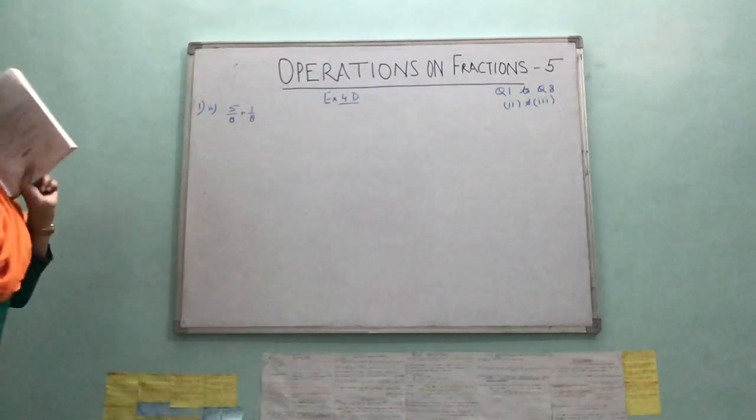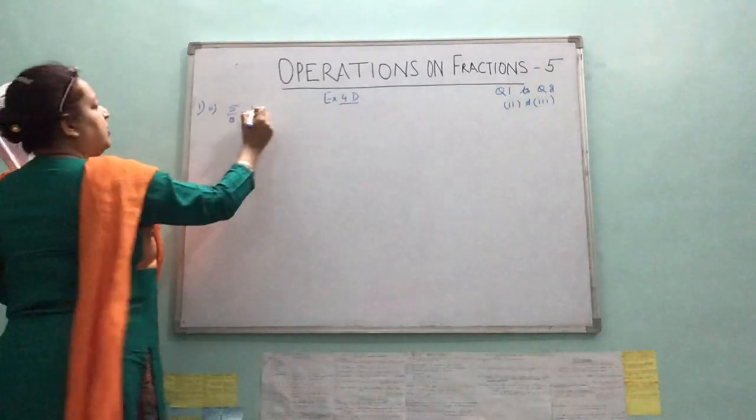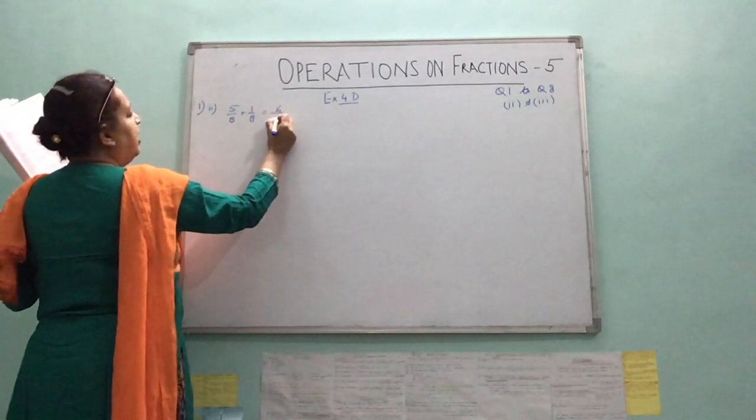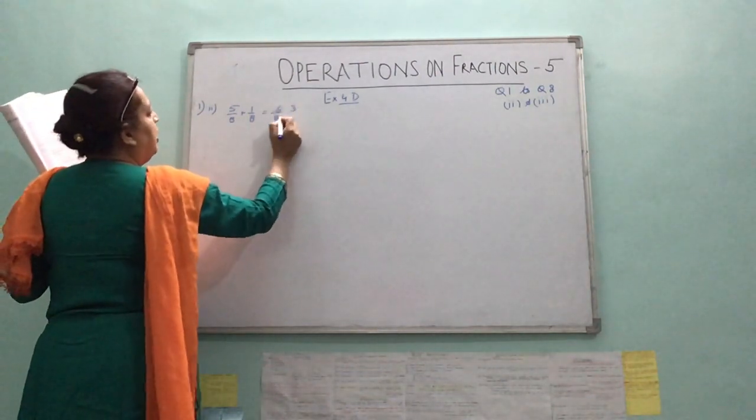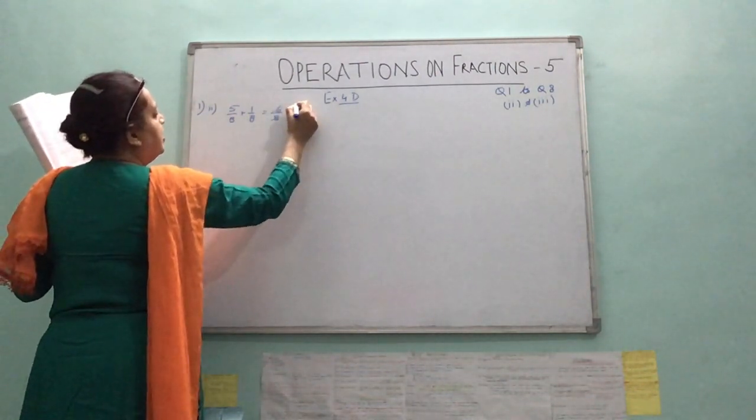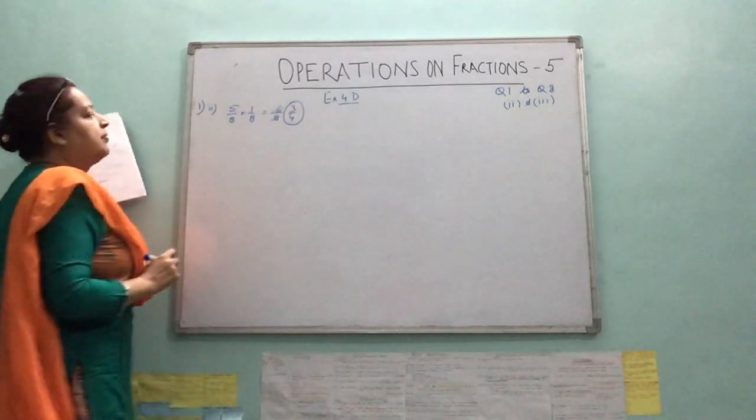Like or unlike fractions, children? These are like fractions. Just add the numerator, 6 by 8. Now they have the common factor 2. We can reduce by 2. 3, 4. Your final answer is 3 upon 4.